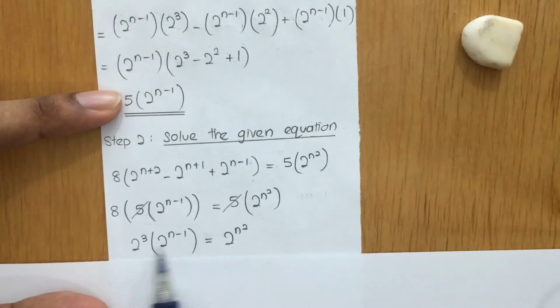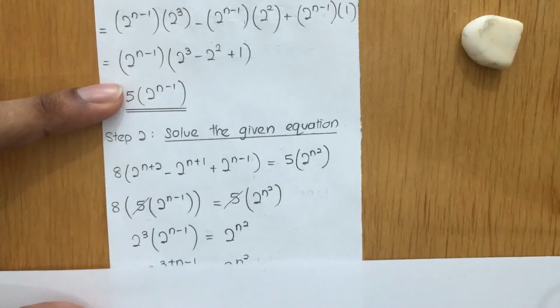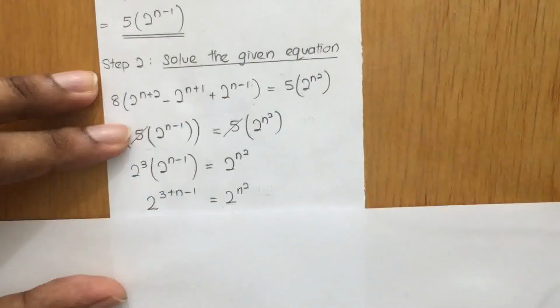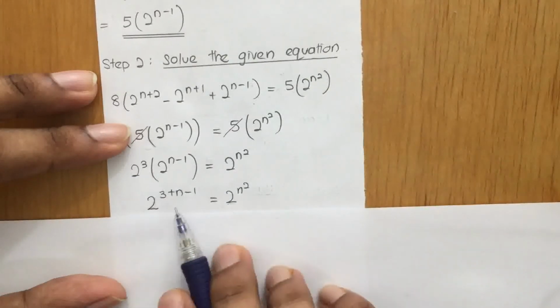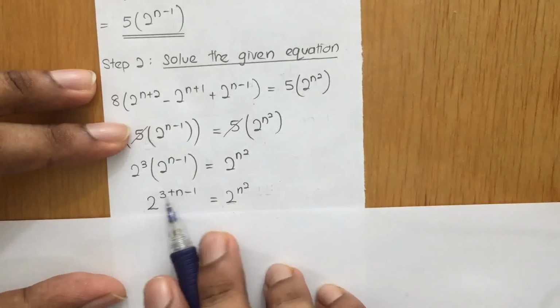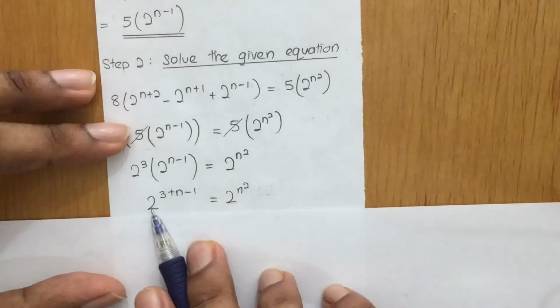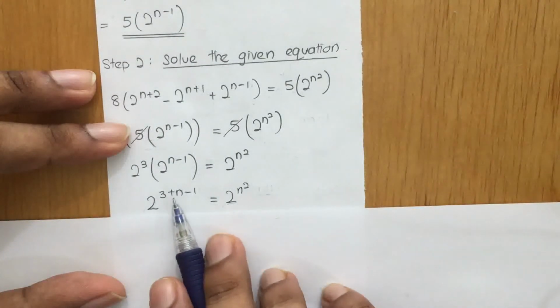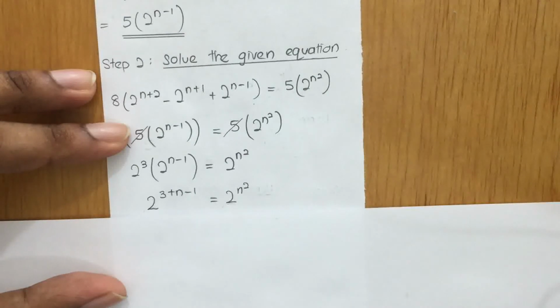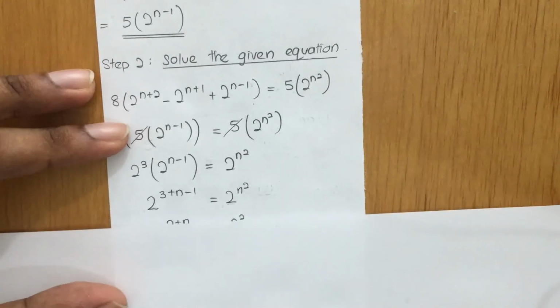Okay, since the base is the same, the powers you can just add them. So from here, 2 to the power of 3 plus n minus 1 is equal to 2 to the power of n squared. 2 to the power of 3 plus n minus 1, so 3 minus 1 you get 2. So in the next step you should be getting 2 to the power of 2 plus n equals 2 to the power of n squared. So let us proceed to the next step.